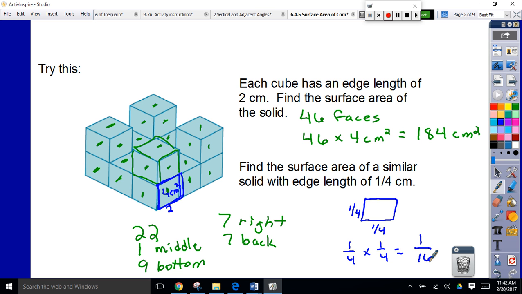Okay, so now if we have 1/16 as our area and we have 46 faces, what's the total? 2 and 7/8, good. Or if you did it as a decimal, it would be 2.875. So 2 and 7/8 square centimeters. So it's pretty small, much smaller than the other one. Okay, let's move on to the next picture.